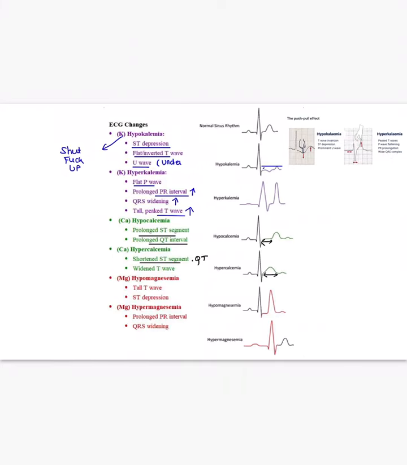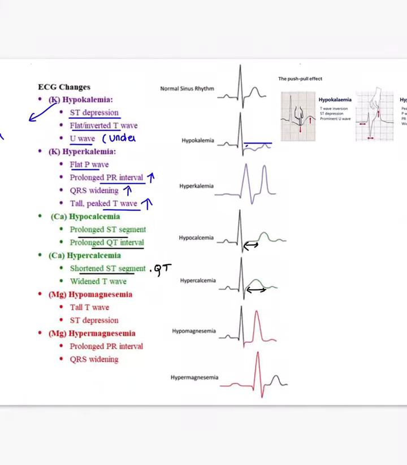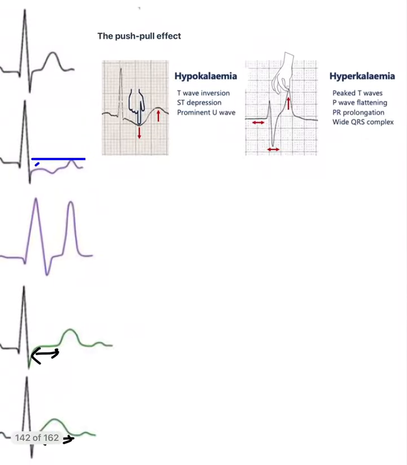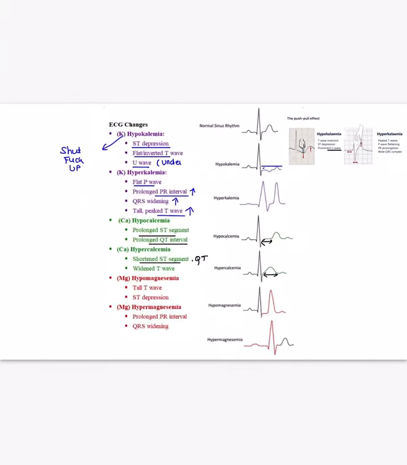Now coming on to the ECG changes and a few important electrolyte imbalances. We have hypokalemia and hyperkalemia. For hypo and hyperkalemia, remember the push-pull effect. Hypokalemia: T wave goes down, T wave inversion, ST segment depression, and this prominent U wave is the hypokalemia wave. Now coming on to hyperkalemia. Hyperkalemia picks up the T wave, means it flattens the P wave. One is going more up, so the P wave will go down because T is going up. PR gets prolonged and QRS gets prolonged. This is important in your hyperkalemia.